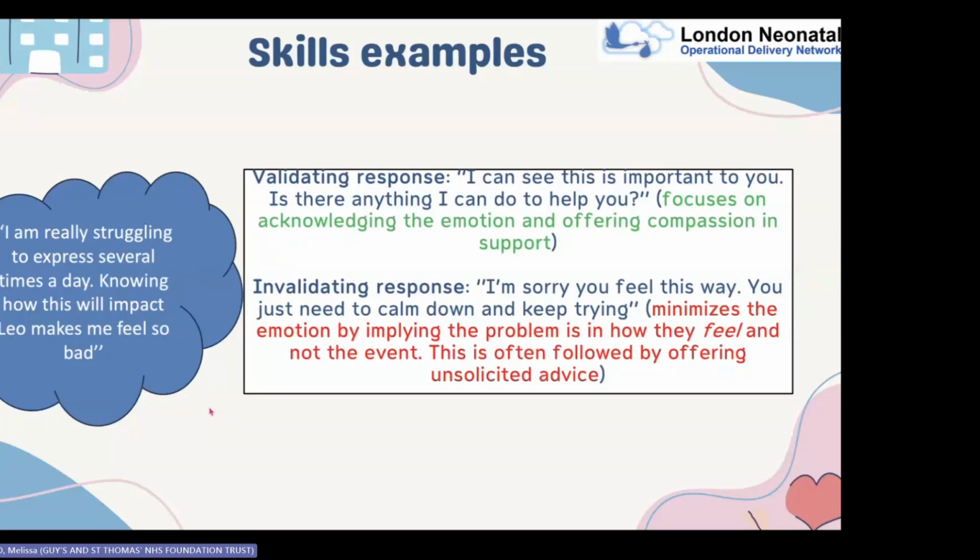So following that ABC technique, an invalidating response: "I'm sorry you feel this way. You just need to calm down and keep trying." Again, this may not be said with ill intent, but it is minimizing their emotion and it's also implying that there's a problem with their emotion. And when we make people feel that way, we tend to give them advice on how to fix their emotions instead of just allowing them to feel.